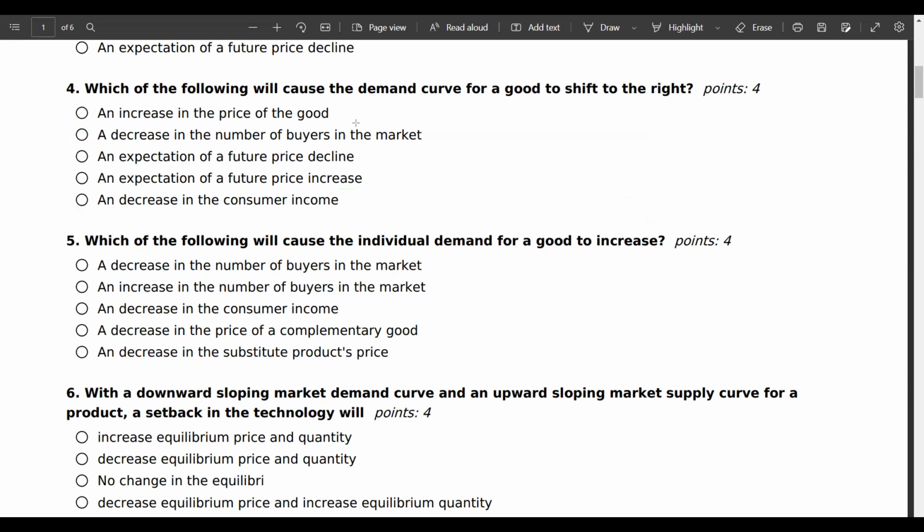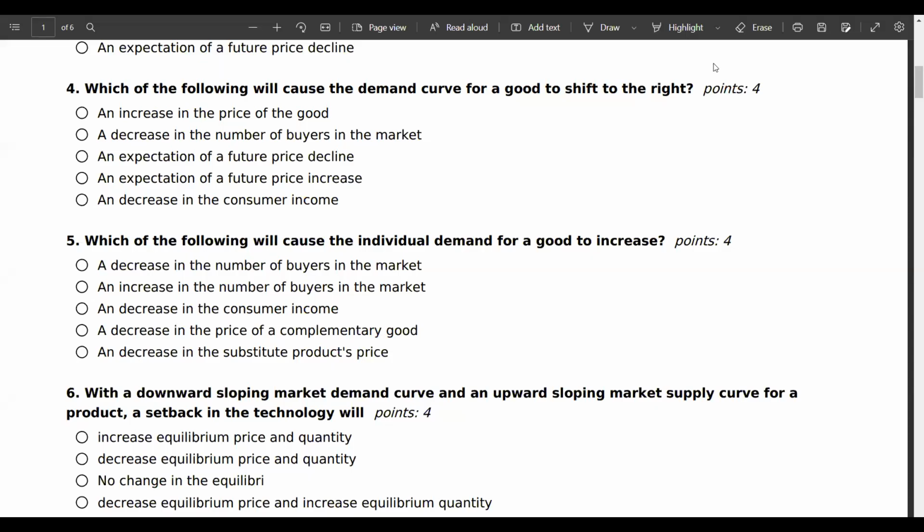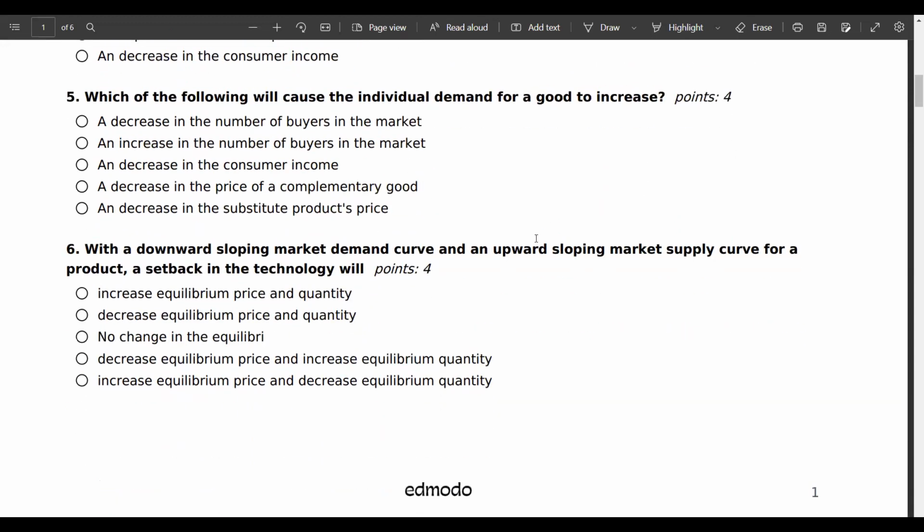With that, we'll move to the fifth question now. The fifth one is about which of the following will cause the individual demand for a good to increase.